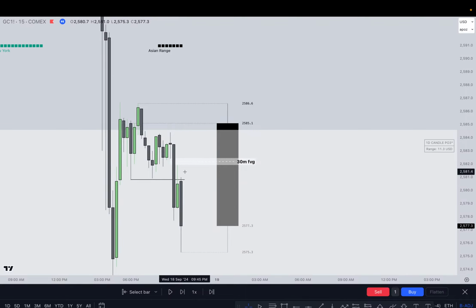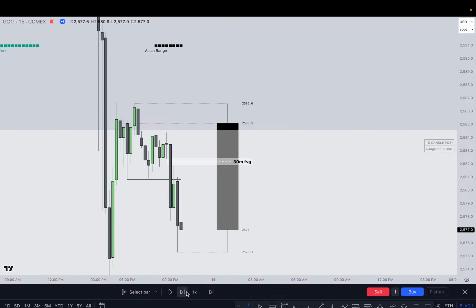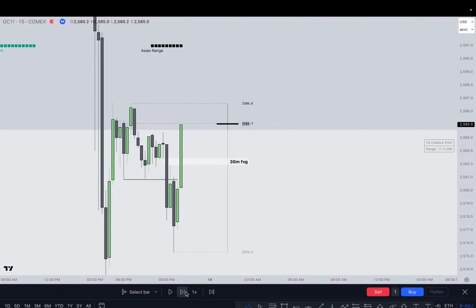So look, now that we got this fair value gap, all I have to do is wait for it to come back up and close above it. Boom, we closed above it. It might not return just because this is a weekly fair value gap. So if I get another fair value gap in this leg, I would simply trade it from that one.